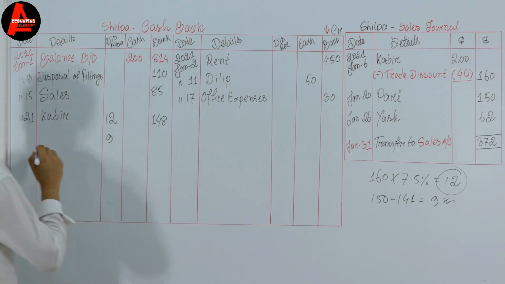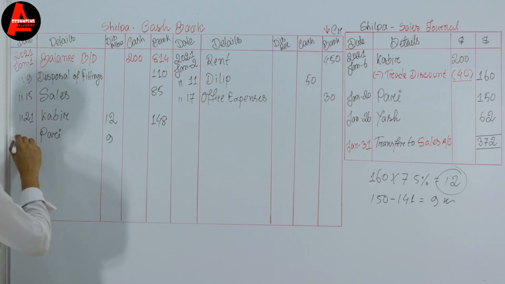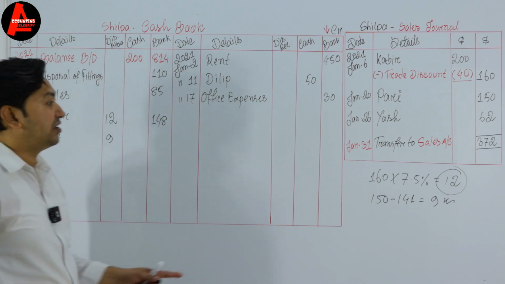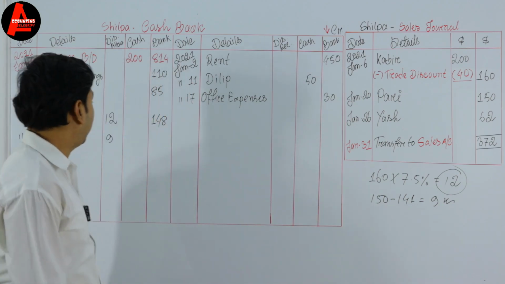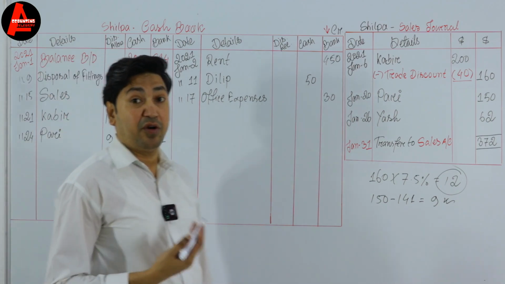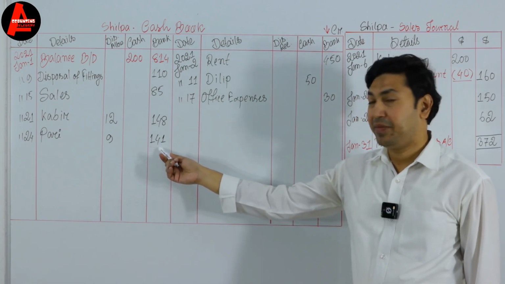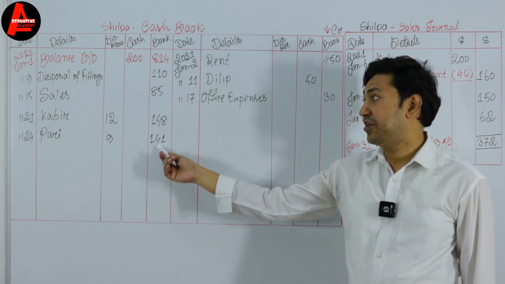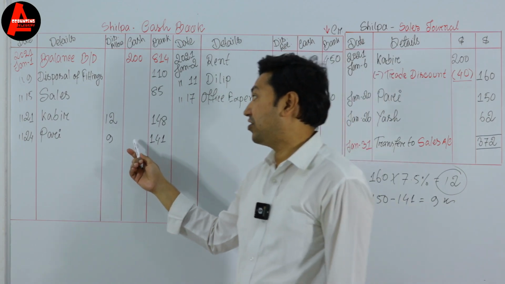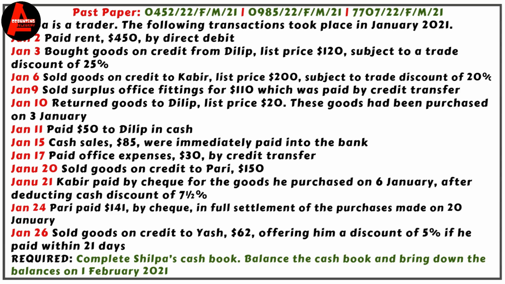So we received from Pari, we will write Pari in the details column, and the date will be January 24. We will write this amount $141 in the bank column because Pari paid this amount by check. Okay, so we have to record it in the bank column. If Pari pays in cash, then we will write it in the cash column. Great. The next transaction here, 26.